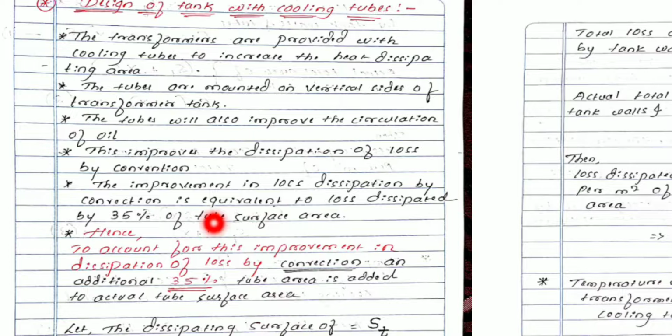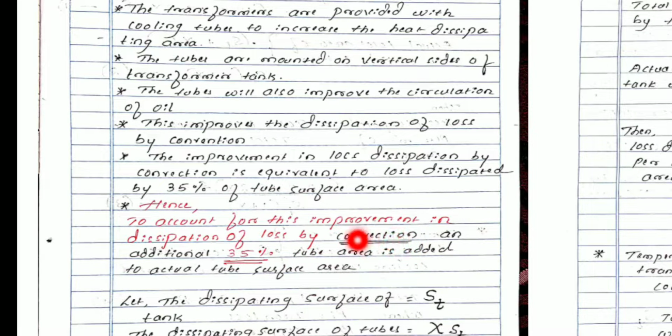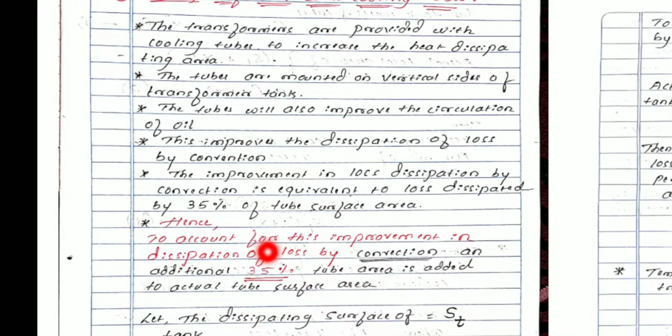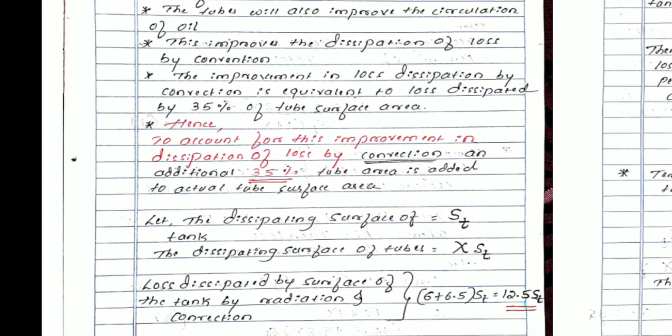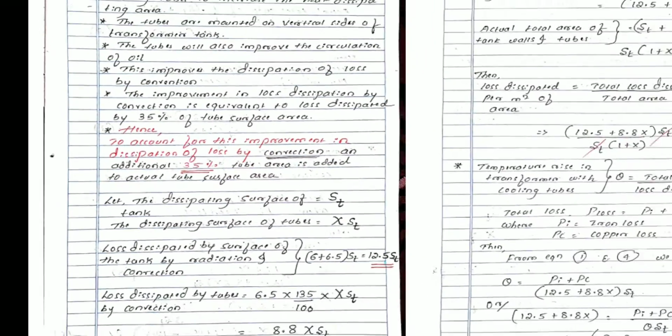Basically, one point I would like to clear to you. The heat dissipation to the surrounding area happens through a proper mode, that is, either the convection mode, the conduction mode, or the radiation process. Hence, to account for the improvement in the dissipation of loss by the convection process, an additional 35% of the tube area, this is very important, is added to the actual tube surface area. Why? In order to improve the dissipation of loss by the convection process. Keep it in mind, that is very important.